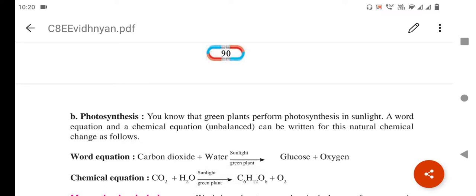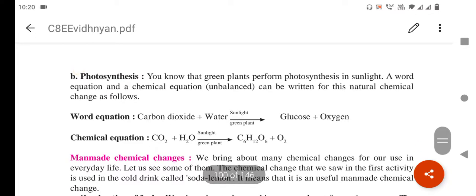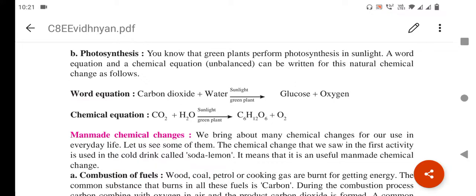Now the second natural chemical change is photosynthesis. You know that green plants perform photosynthesis in sunlight. Plants are autotrophic, so they prepare their food themselves by the process of photosynthesis. In the presence of sunlight, a word equation and an unbalanced chemical equation can be written for this natural chemical change as follows. The word equation is carbon dioxide plus water. Carbon dioxide and water combine in the presence of sunlight and green plants, and glucose and oxygen molecules form. The chemical equation is CO2 plus H2O, and the products are glucose, C6H12O6, plus O2.